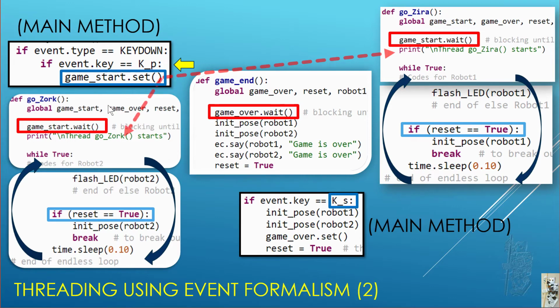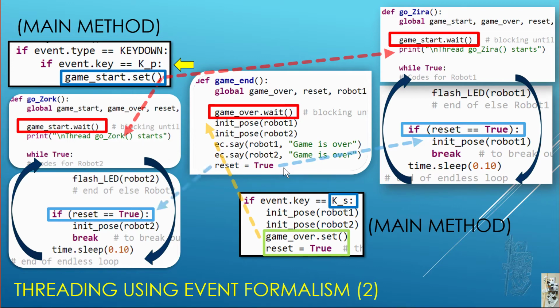Same thing for go zork: it unblocks and goes through its own endless loop. Eventually, if the user wants to stop the game, pushing key S will stop the robots and return them to the initial pose, both of them. Game over is set, and when that signal is sent, it unblocks the game end thread. It goes through a second repeat of stopping the bots. We will use EDBOT to voice out that the game is over, both of them. And then it sets reset true.